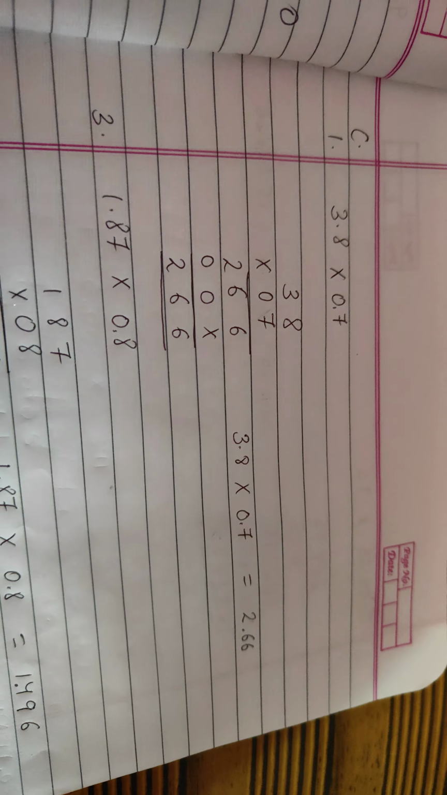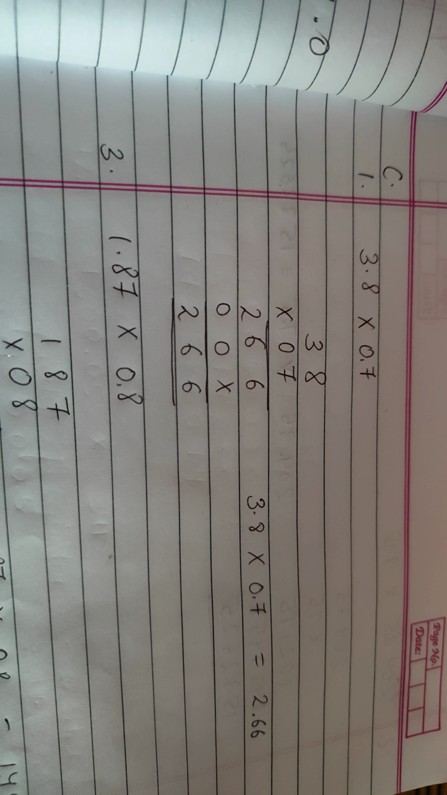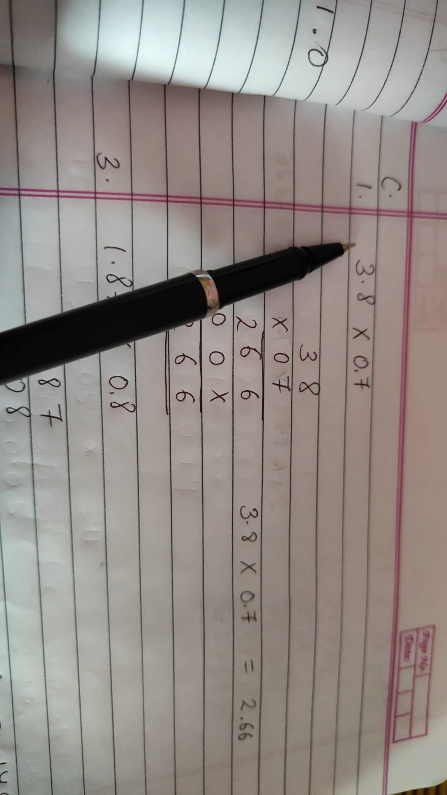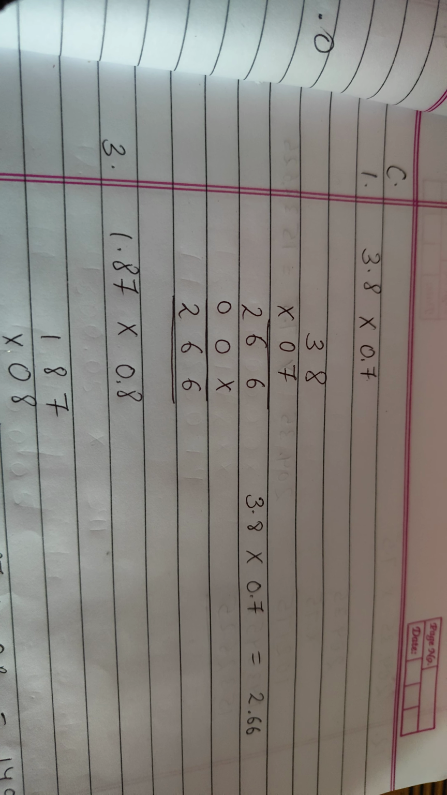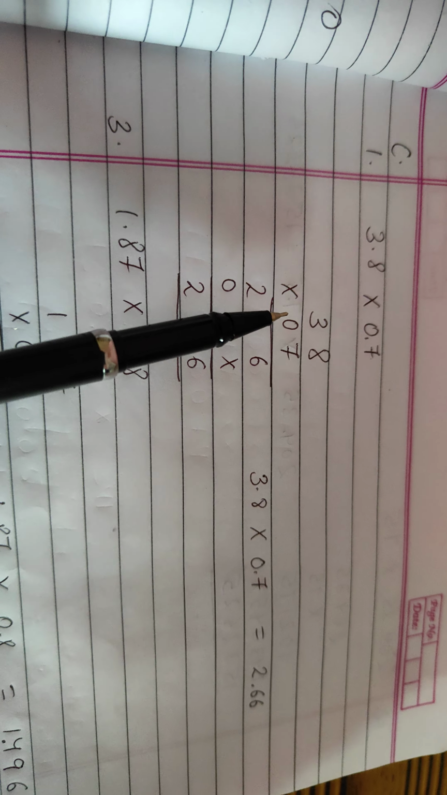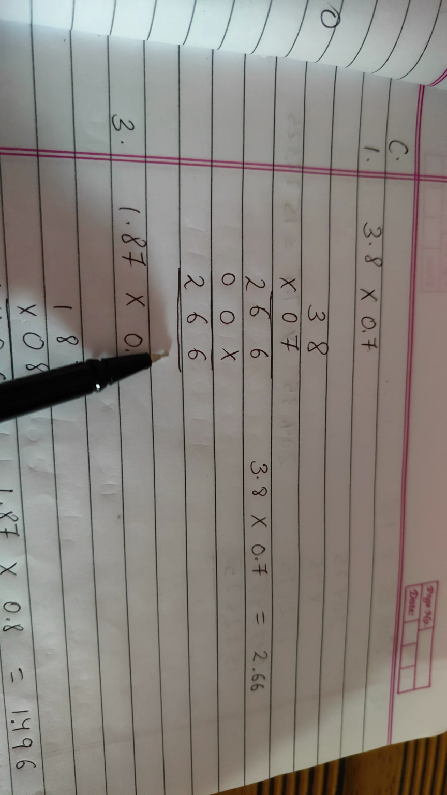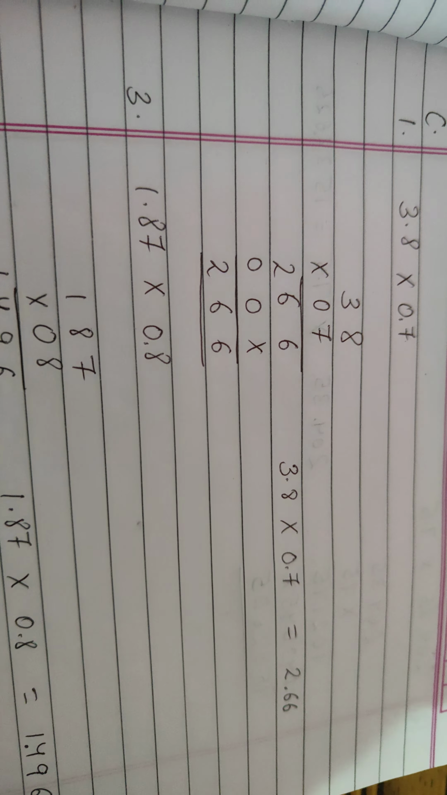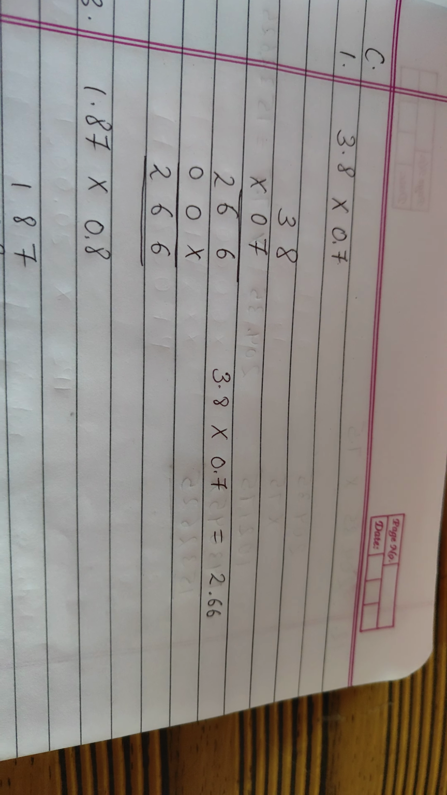Now students, earlier we multiplied a decimal by a whole number, but now we are multiplying a decimal by another decimal. So students, we have to do the same way. What we will do is remove all the decimals here, and then it will become 38 and 7. So now we will just simply multiply it as we usually multiply, right? And then we have to count the number of decimal places.